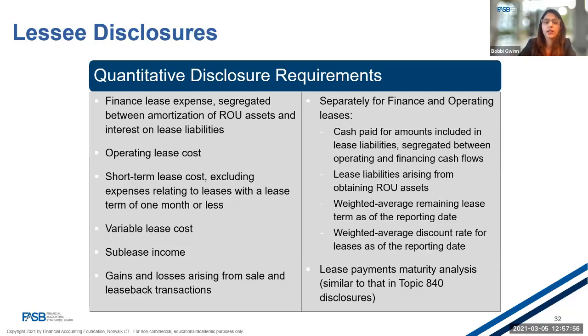So here, these are the required quantitative disclosures. A lessee is required to disclose total lease cost, separately for finance lease expense, which is broken down into amortization of right-of-use assets and the interest portion. And operating leases continue to have a single lease cost in P&L. Additionally, you'll see short-term lease costs and variable lease cost, any sublease income, and gains and losses arising from any sale leaseback transactions.